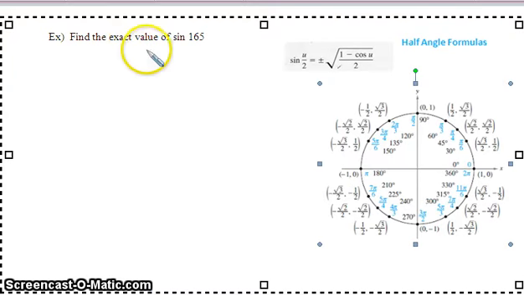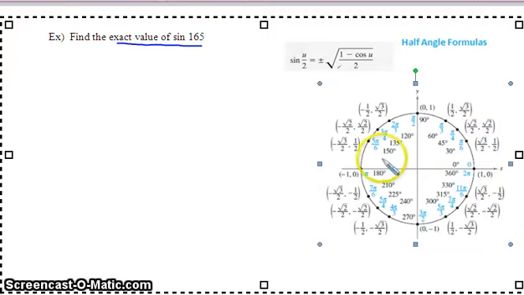Looking at this problem, we've done problems like this before. If I ask you to find the exact value of the sine of 165 degrees, what we were using in the past, because 165 is not on the unit circle, is we would come up with two angles we either have to add together to get 165, or subtract to get 165. And I could definitely use the sum and difference formulas for sine, cosine, and tangent to do this.